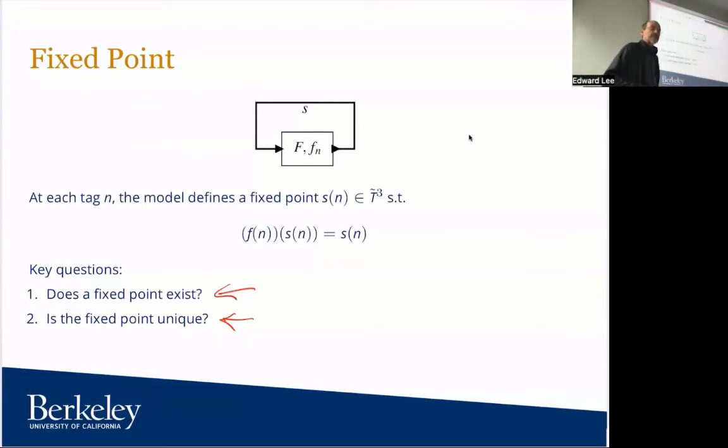And of course, if no fixed point exists, that means that you can't find a behavior, so the program doesn't have a behavior, which ideally you would like to turn into a compile error, rather than a program that can be executed but exhibit no behavior. That would be pretty strange. Okay, so these are fairly key questions, right?